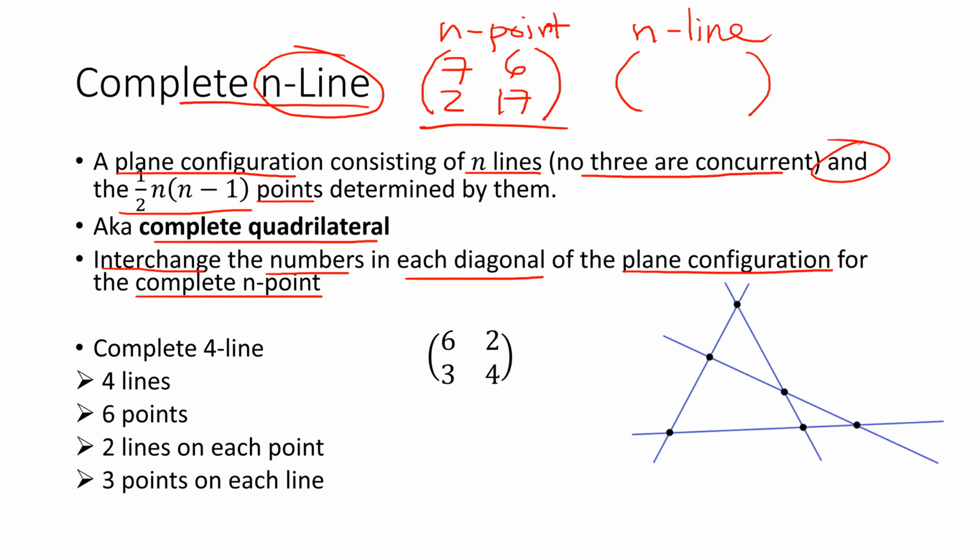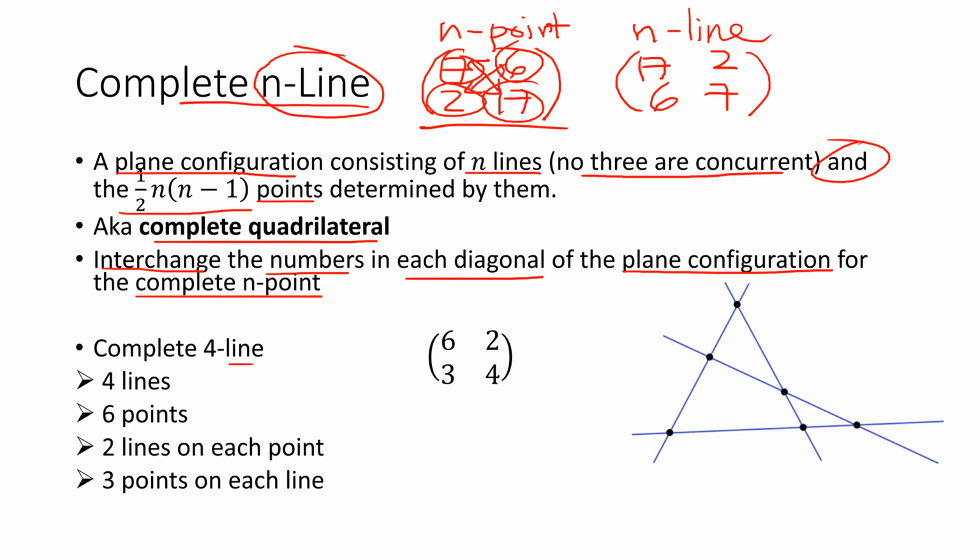For that, we simply interchange the numbers in each diagonal. So we have here 7 and 17. If we interchange the two numbers, we get 17 and 7. We also have here 6 and 2. Interchanging them, we get 2 and 6. So that is a shortcut for the plane configuration of a complete endline.